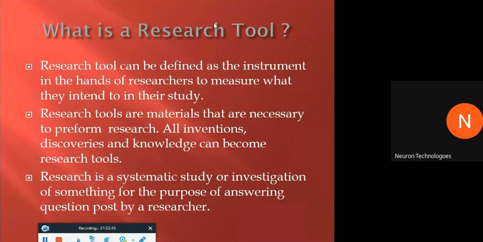Again, what kind of tools do researchers use in different domains? We know there are different tools available in research, and we have different tools in our daily lives as well. Research tools are materials that are necessary to perform research. All inventions, discoveries, and knowledge can become research tools. Research is a systematic study or investigation of something for the purpose of answering a question posed by the researcher. Whatever the question is, with the help of a tool the researcher tries to conclude and solve it so that a new innovative item or inventive way can be introduced in the world.